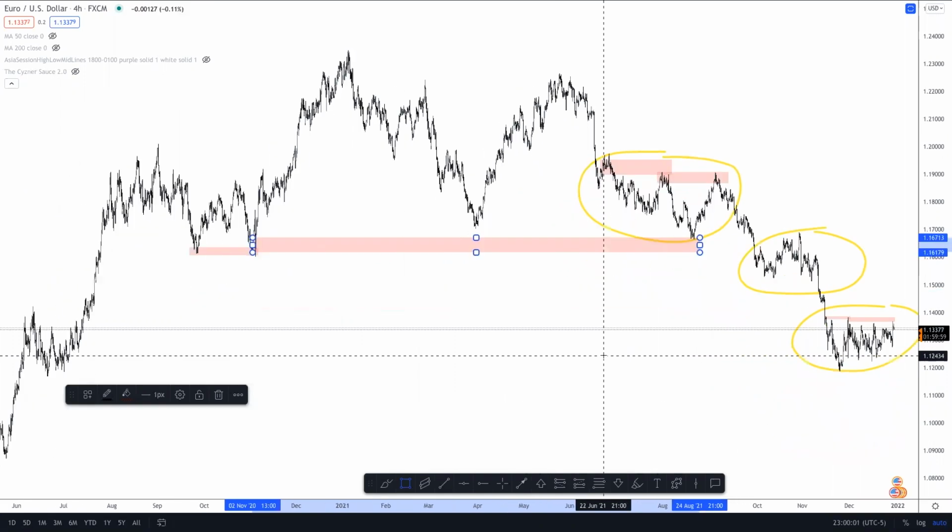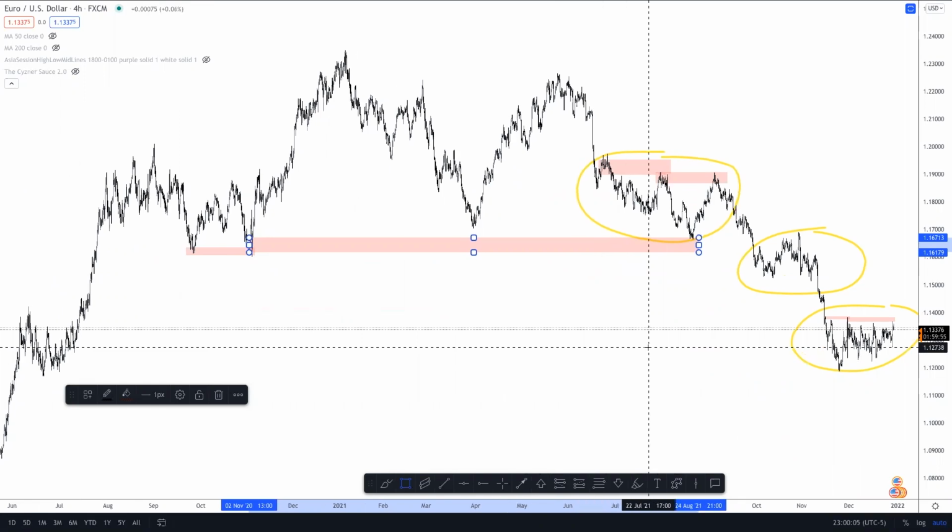Now, when we start moving in to lower time frames, we're going to see that external liquidity is the only thing we're going to be trading during the intraday.